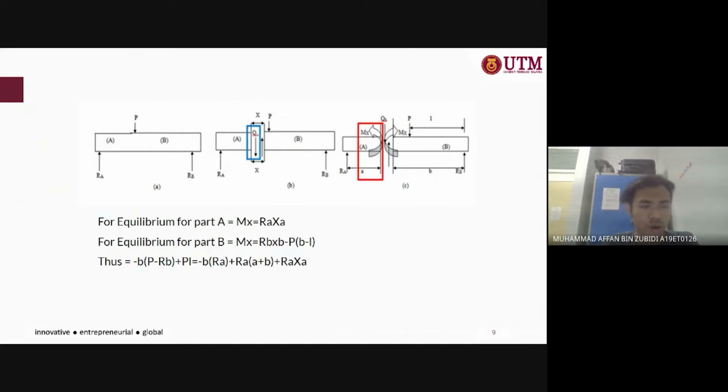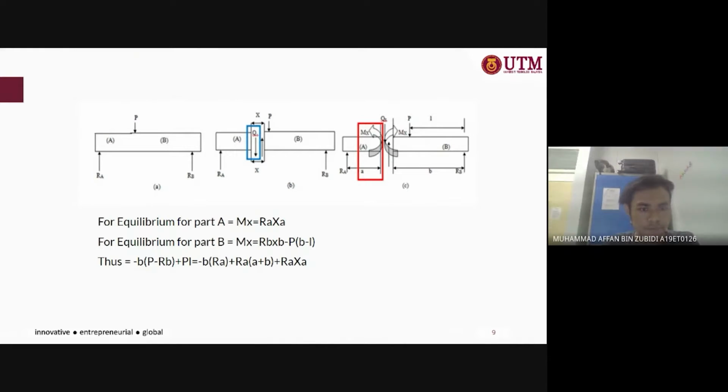This is the sample of the beam before we cut it into two parts, part A and part B. In the diagram above, we have diagram A, which we don't cut into two parts, and diagrams B and C, which we cut into two parts, and we want to consider the moment of the two parts.